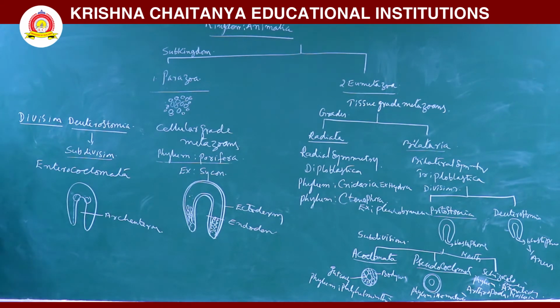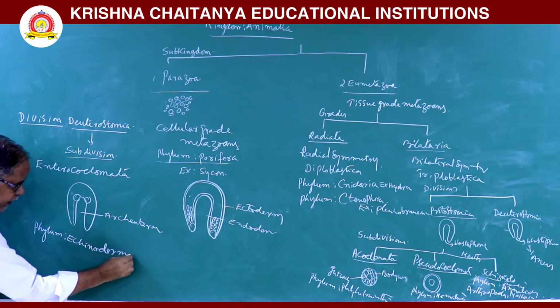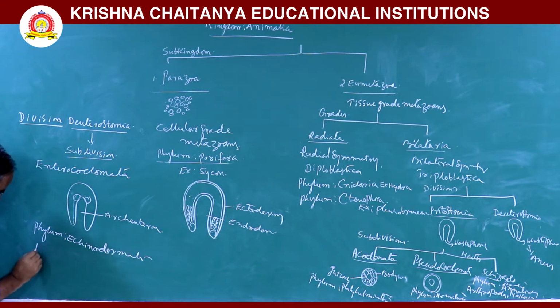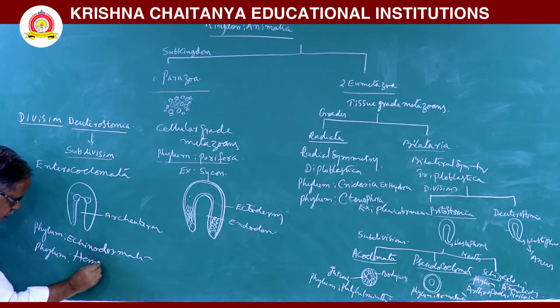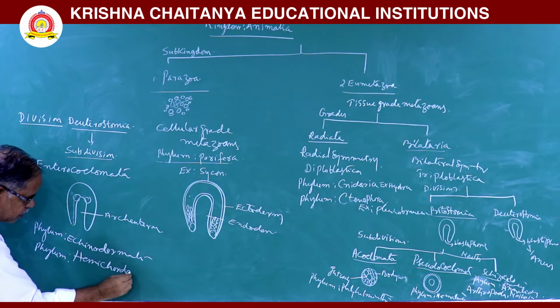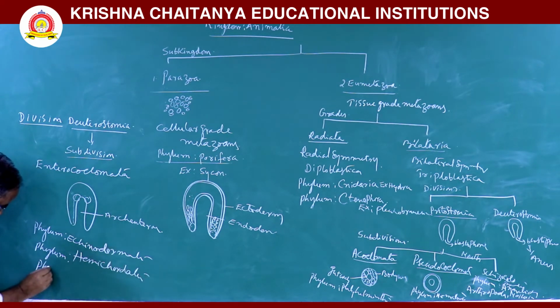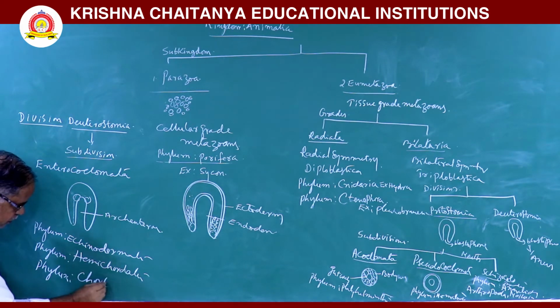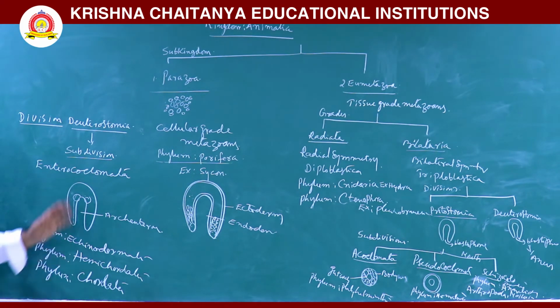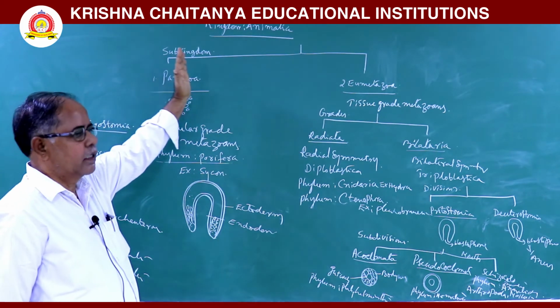In this Enterocoelomata, phylum Echinodermata, phylum Hemichordata, phylum Chordata are included. This is the outline classification of Kingdom Animalia.